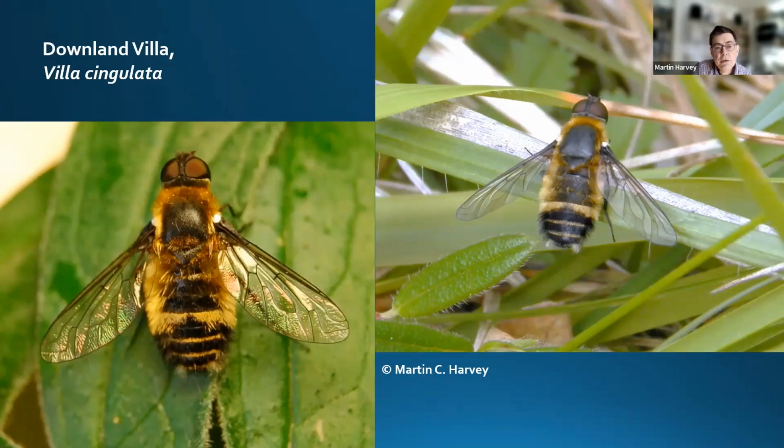And these ones, we don't know very much about their life history. We don't really know for certain what the host is for the downland villa. It's believed to be caterpillars of noctuid moths, but nobody's ever really been able to track down exactly what they do with their eggs and how their larvae might find a noctuid larva and how they complete their development. So lots to find out about this one.